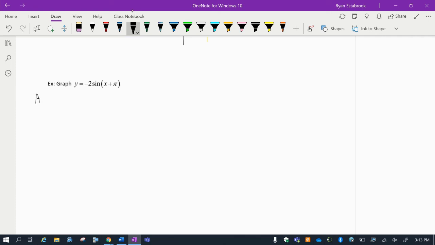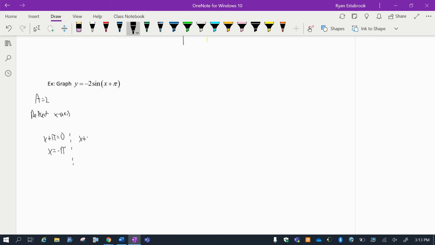The -2 up front means the amplitude is 2. It is reflected across the axis. And because this isn't shifted up or down at all, the line of equilibrium is still the x-axis, so it is reflecting across the x-axis this time. The period is just 2 pi because there's nothing in front of the x, but we're going to set x plus pi equal to 0 to figure out where the first period begins, -pi.